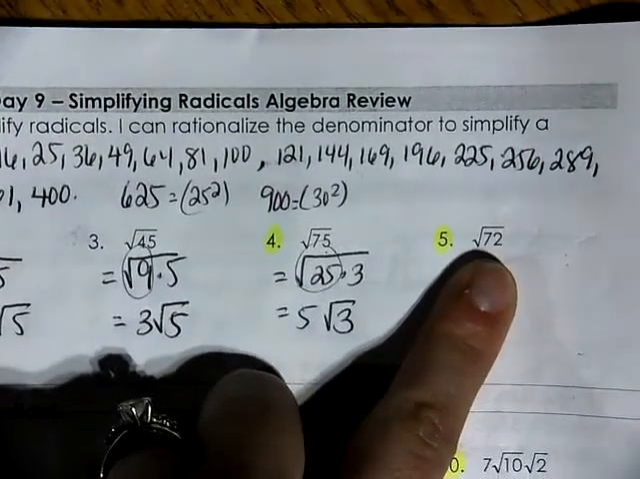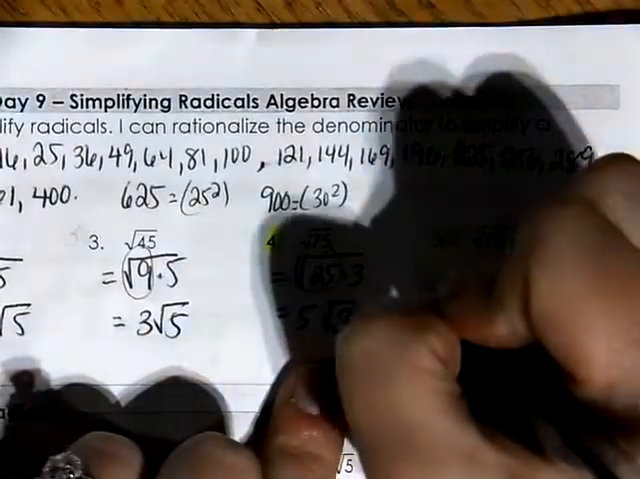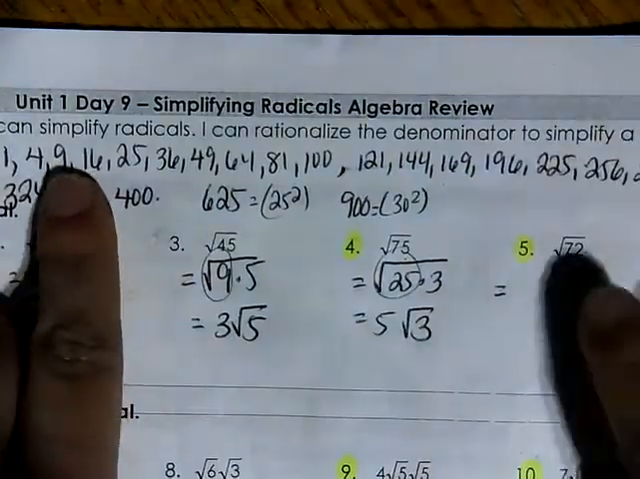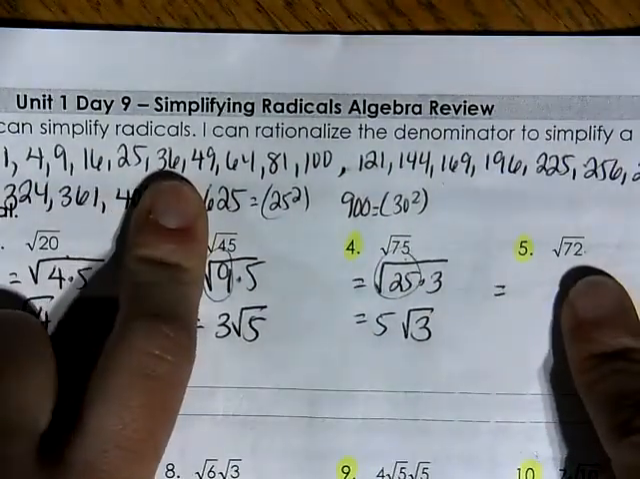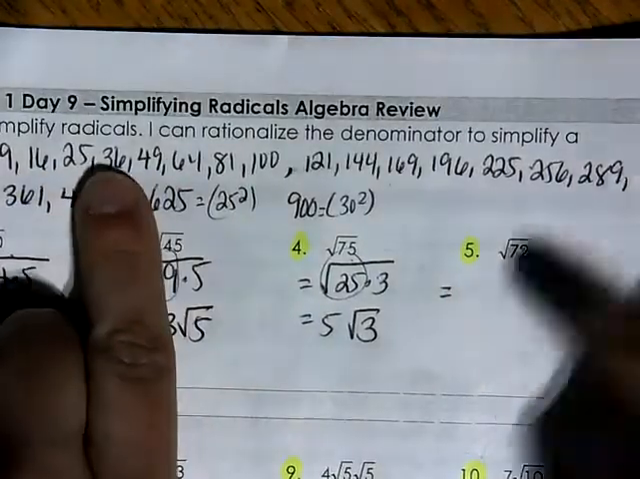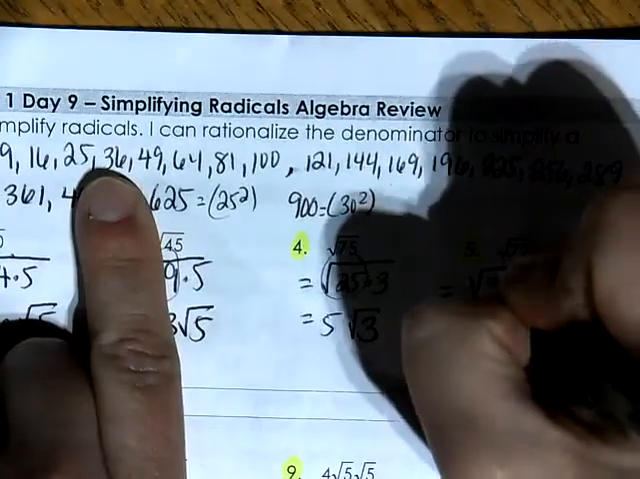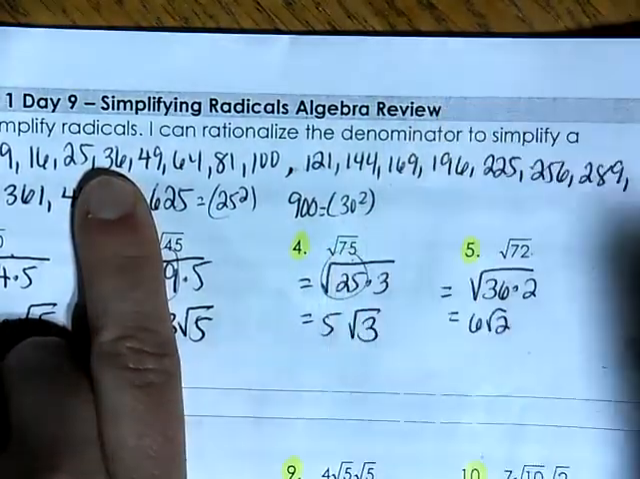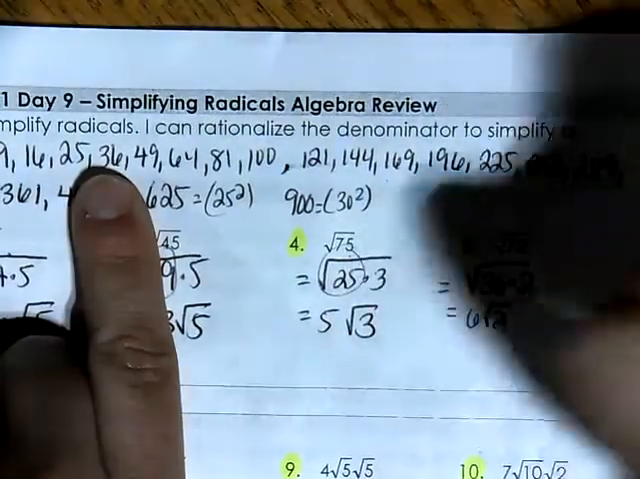72 is kind of tricky. A lot of us probably saw that 9 works, but in reality, the largest perfect square number is 36. So I'm going to show both ways. If you saw that 36 works, this is the square root of 36 times 2, which is 6 square roots of 2. But a lot of us don't see that.